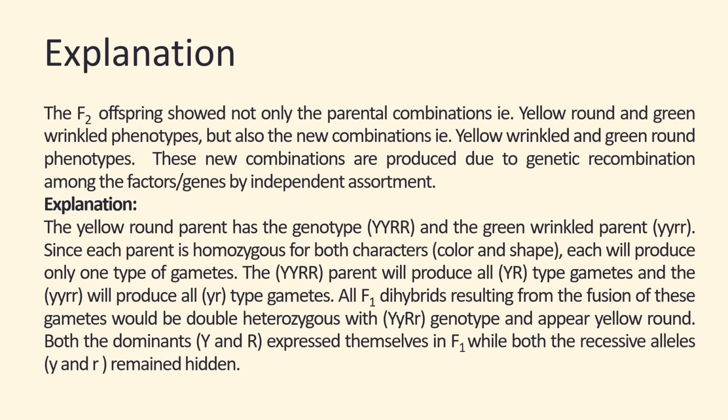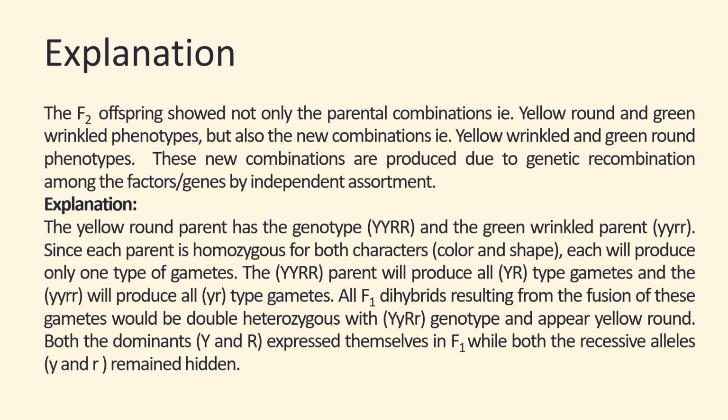Explanation. The F2 offspring shows not only the parental combinations, that is yellow round and green wrinkled phenotypes, but also new combinations, namely yellow wrinkled and green round phenotypes. These new combinations are produced due to genetic recombination among the factors by independent assortment.